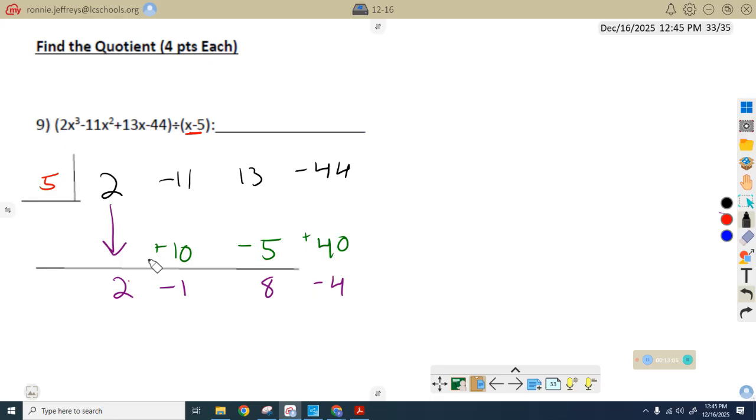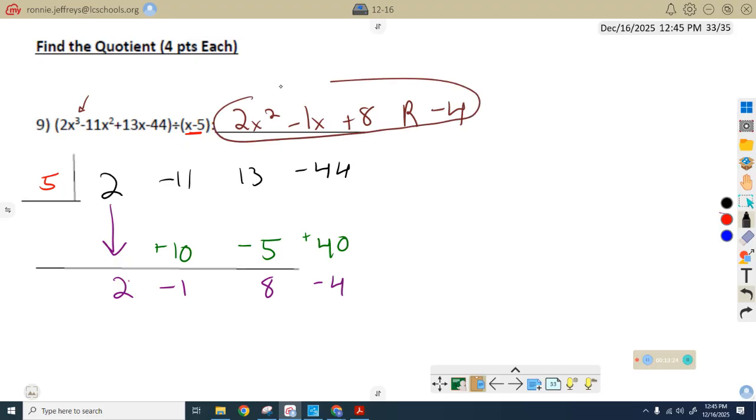All right, so this is now because we started with a 3. This is now x squared minus 1x. You could write negative 1x or just negative x is fine. Plus 8 remainder negative 4. All right.